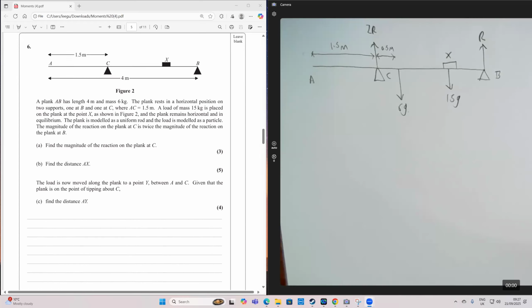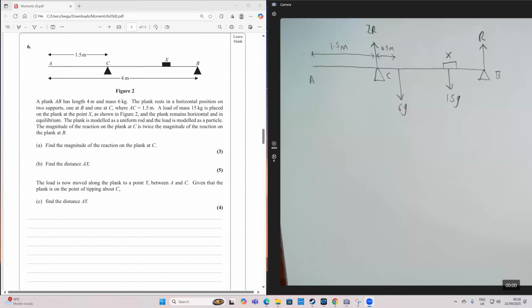It says a plank AB has a length of 4 meters and a mass of 6 kilograms. The plank rests in a horizontal position on two supports, one end at B and the other at C, where AC is 1.5 meters. A load of mass 15 kilograms is placed on the plank at the point X as shown in figure 2. The plank remains horizontal and is in equilibrium.